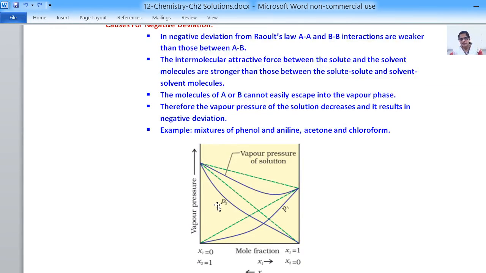Likewise you see line 2, the P2 versus Chi2 graph. The dotted line shows the expected vapor pressure, but our vapor pressure is much lower than predicted by Raoult's law. And finally the total vapor pressure, this is the third line. In this also the expected value of vapor pressure is shown by the dotted lines, but actually the vapor pressure is much less than that predicted by Raoult's law. So this is the graphical representation for negative deviation.